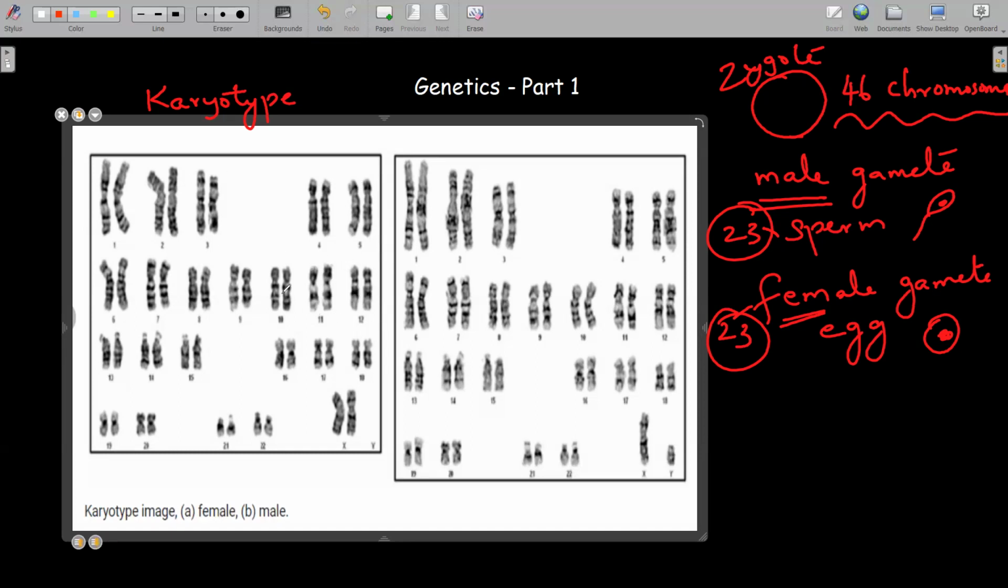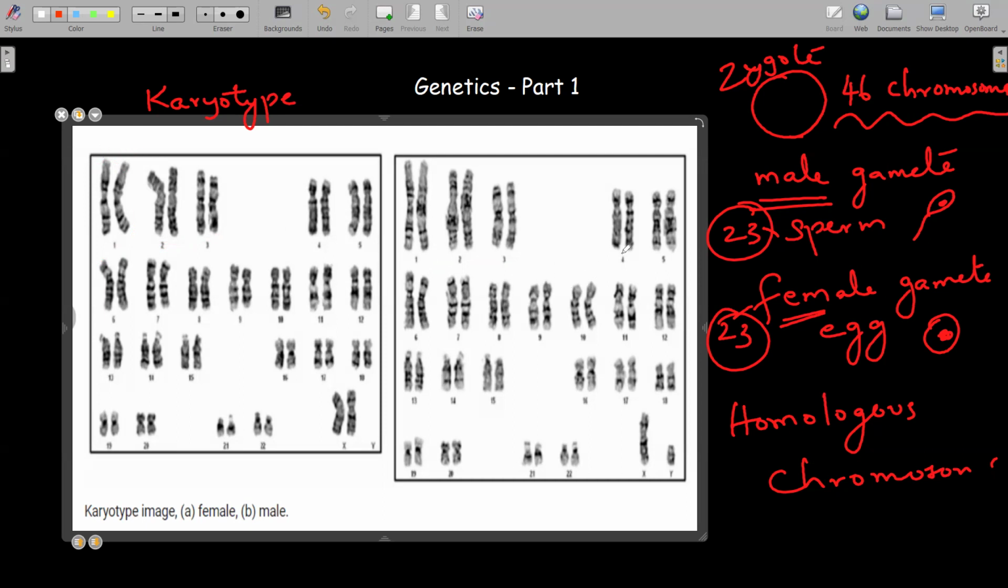Now, this is like a laboratory produced image, okay? It's not really how it is in the body. Geneticists have to actually figure out which are the homologous chromosomes. Now, what do you mean by homologous chromosomes? We just heard that 23 chromosomes come from the mother and 23 chromosomes come from the father. So here you see this one pair is kept side by side. This is from the mother and this is from the father.